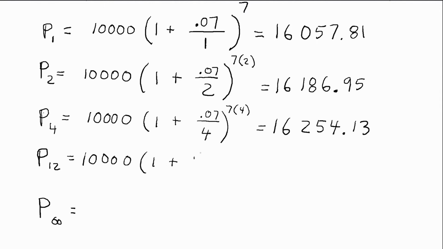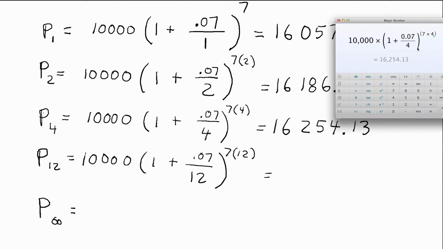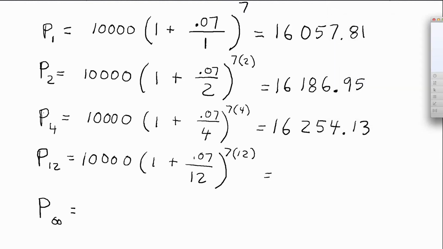So here's the next one: 7%, but only 1/12 of that a year, but now we get to compound it 12 times more. If we do that, we end up with, here, I'll put a 12 there, and then another 12. And there you can see it goes up again, and we would get $16,299.94.